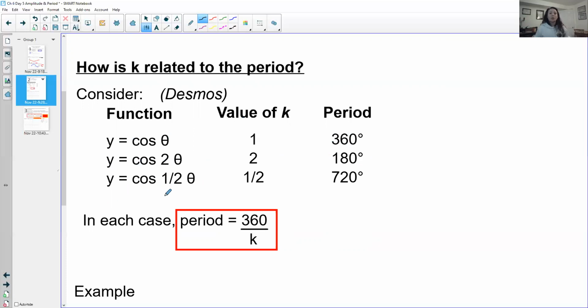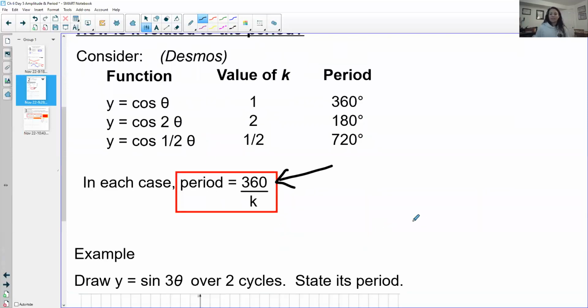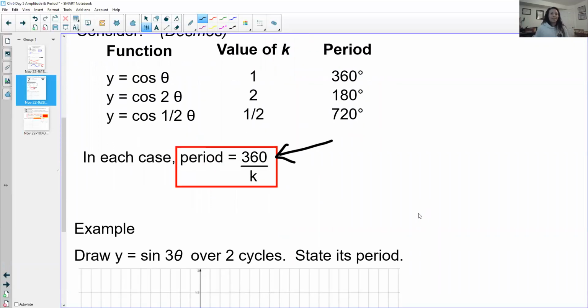If you plug in cos of half a theta or 0.5 theta, that's a number between 0 and 1, it's going to stretch it. So this is a horizontal stretch, and it'll be twice as long. So you should notice there is a connection between the value of K and the period of your function. And this is the formula. 360 degrees divided by K will get the period for the function. Okay, so maybe put a star next to that one and put it somewhere that you won't forget.